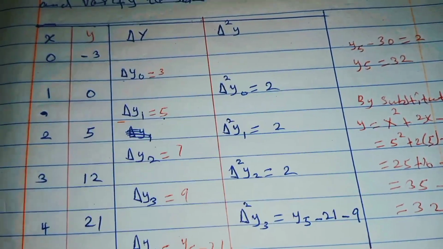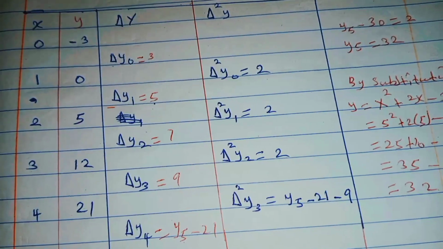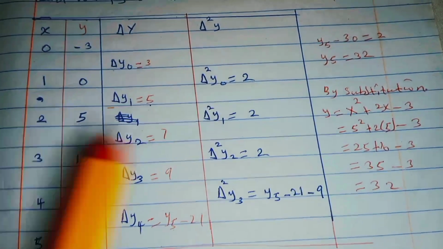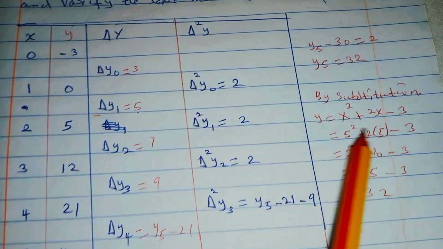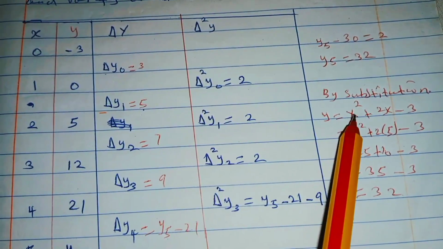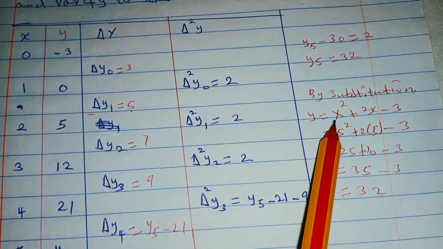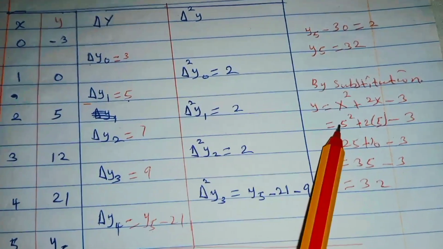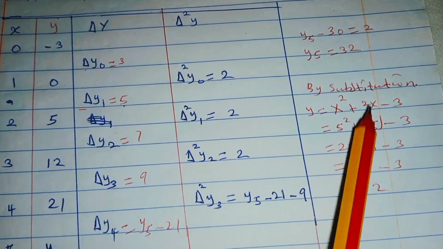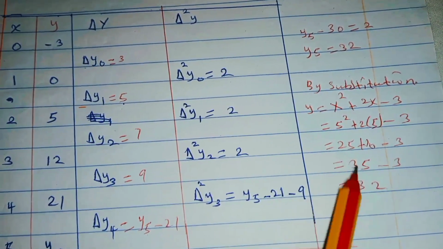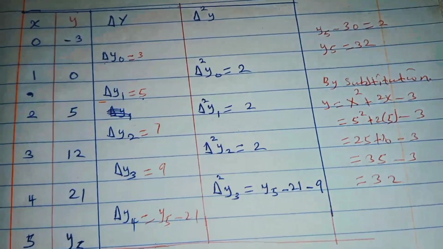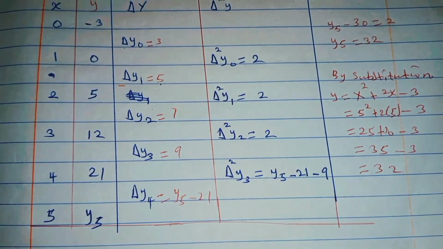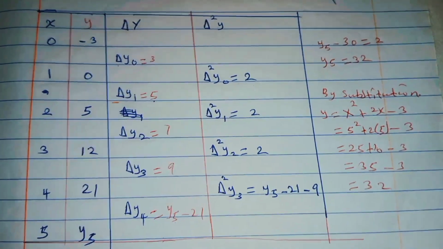Now you are going to verify that this is true by substitution. How do you verify that? You verify by directly substituting the value into this equation, y equals x squared plus 2x minus 3. You substitute the value of x. x is 5, so 5 squared is 25, 2 times 5 is 10, minus 3, which is equal to 32. Meaning that our forward diagonal difference table is correct.